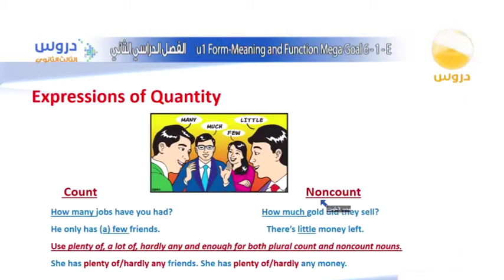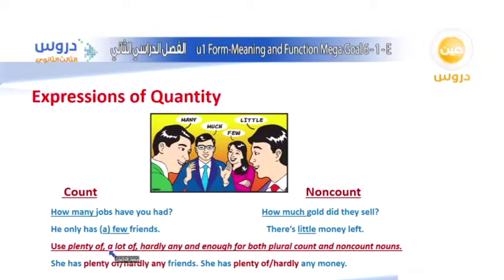With non-countable nouns, you can say, how much gold did they sell? How much, not how many. Gold is non-countable. There is little money left. Money is not countable. It is a non-countable noun.